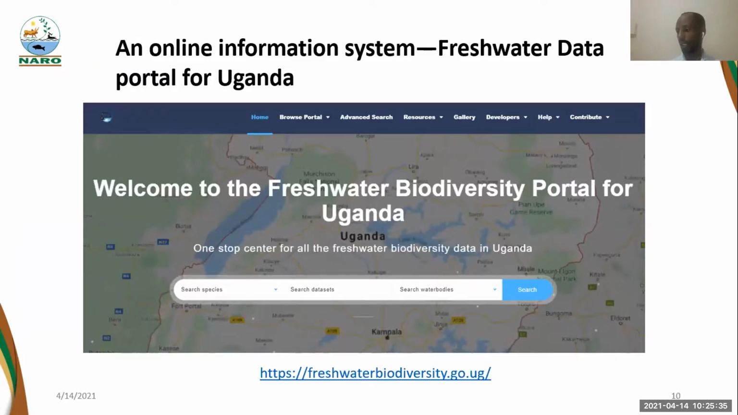Now let's look at the online data portal. Like I said, not all the data that are relevant for local policy decision makers can be accessed through GBIF, because GBIF has a predefined template, and in some cases it misses some important variables that are of interest to the local users. So we decided to create our own data portal.